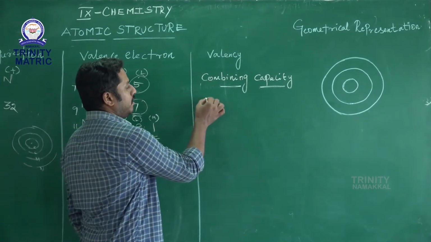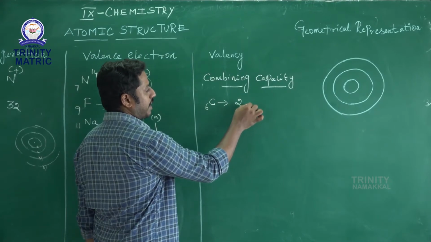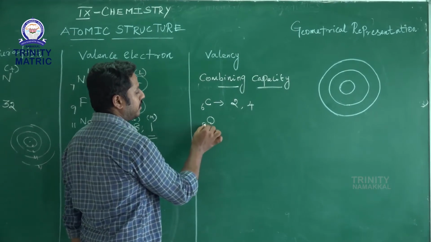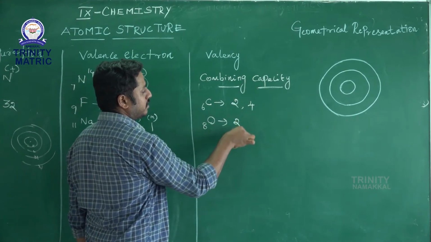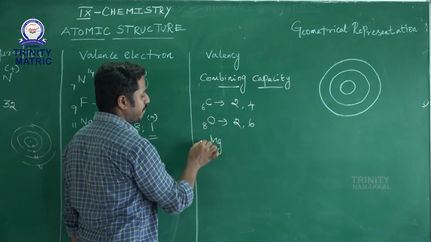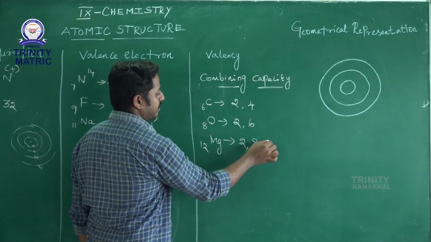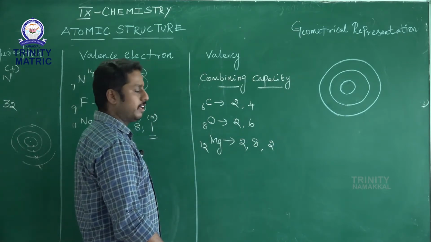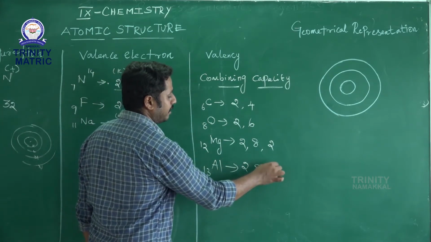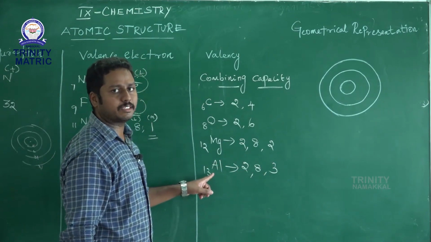For example, carbon, atomic number 6. The electronic configuration is 2, 4. Oxygen, atomic number 8. The electronic configuration is 2, 6. The next one is magnesium, atomic number 12. The electronic distribution is 2, 8, 2. Aluminum, atomic number 13. The electronic configuration is 2, 8, 3. Totally they have 13 electrons. So 2, 8, 3 is the electronic configuration for aluminum.